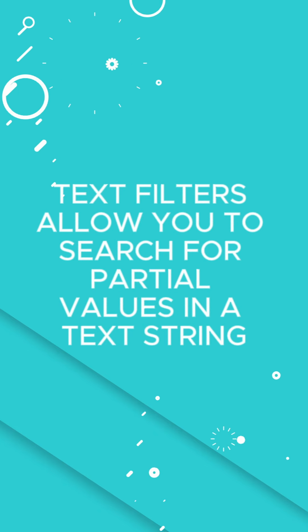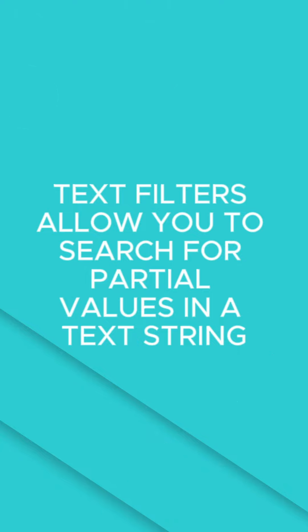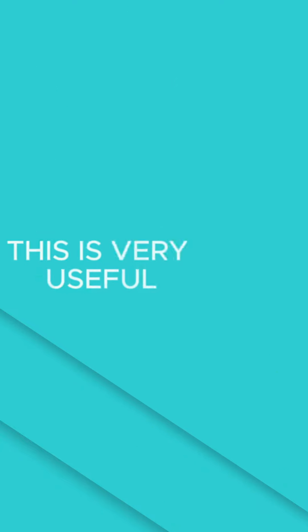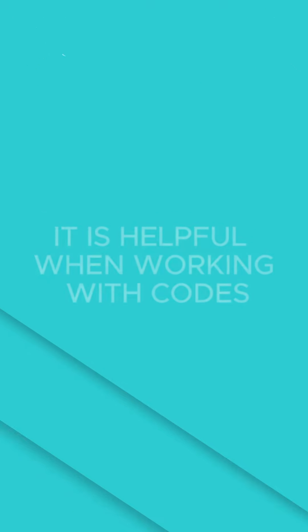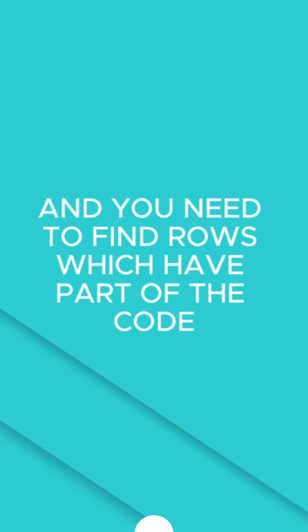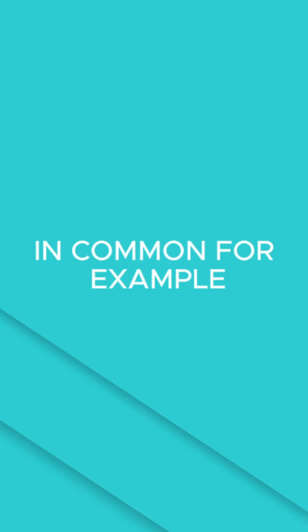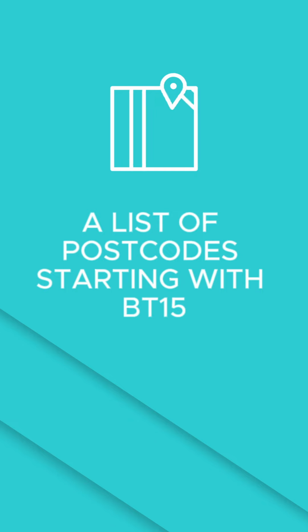Text filters allow you to search for partial values in a text string. This is very useful when you do not have the full spelling of an address or surname. It is helpful when working with codes and you need to find rows which have part of the code in common. For example, a list of postcodes starting with BT15.